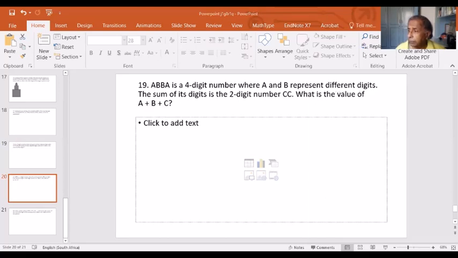We're nearly there. Problem number 19, again, it's a 4-digit number. So as I said, I'd like to draw a four-digit number in the form of a grid like this. Okay, and then it's a four-digit number, so I'm going to break it up into 4 parts.